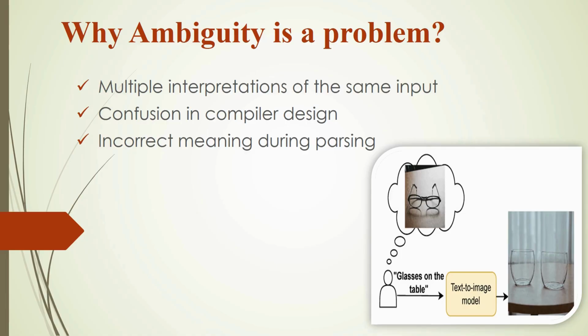Now, difficulty in syntax analysis. Due to ambiguity the parser may break, because your parser becomes confused about which rule is supposed to be applied, and due to that it cannot be used with a deterministic parser. So these are some problems which may be generated due to ambiguity in your grammar.